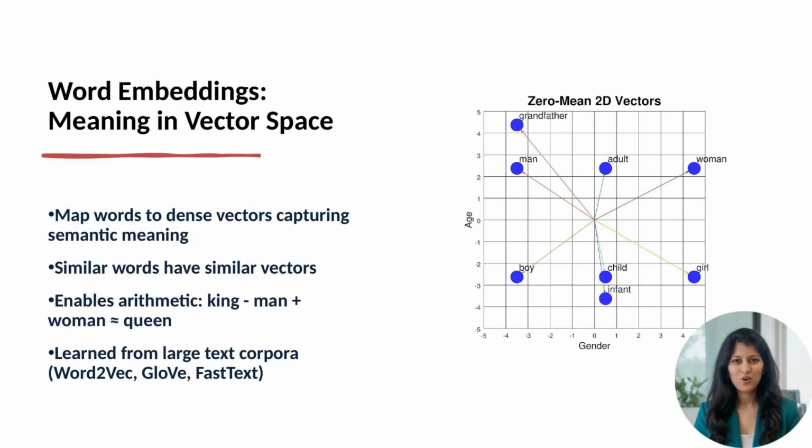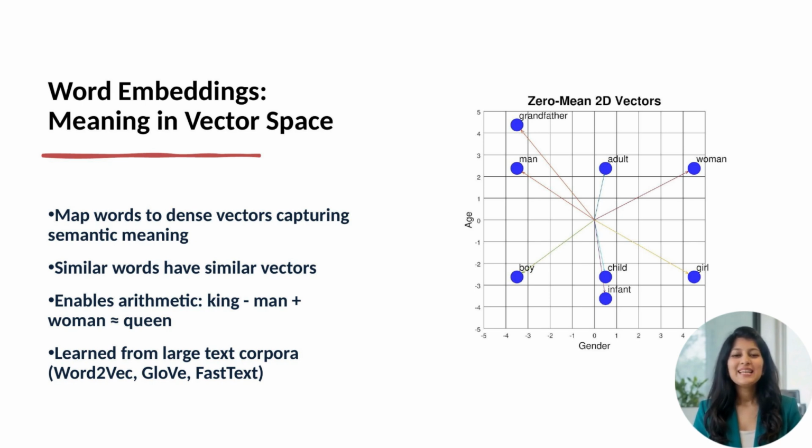Word embeddings are one of the most elegant ideas in NLP. They represent words as dense vectors in a continuous space where semantic relationships become geometric relationships. Imagine a 300-dimensional space. Each word is a point in this space. Words with similar meanings cluster together.